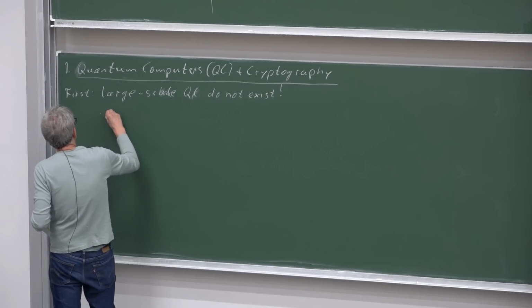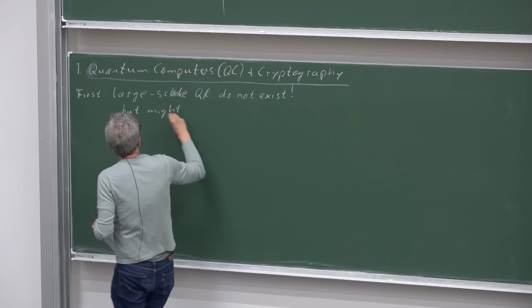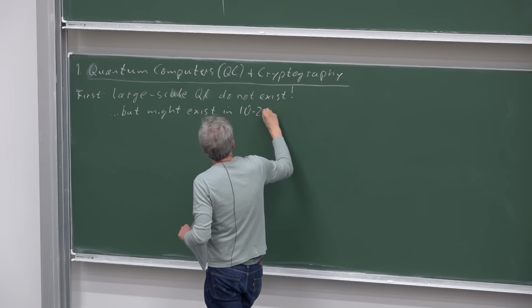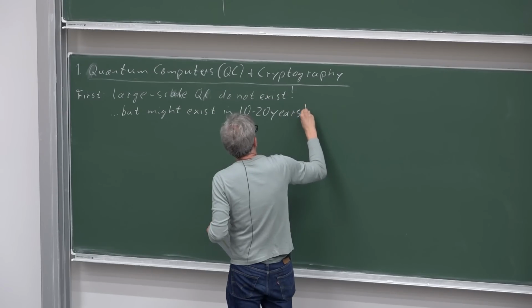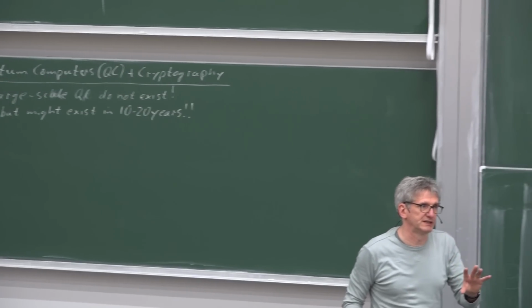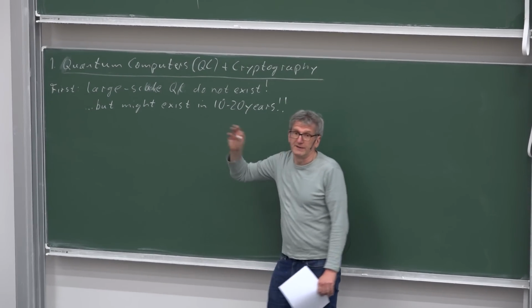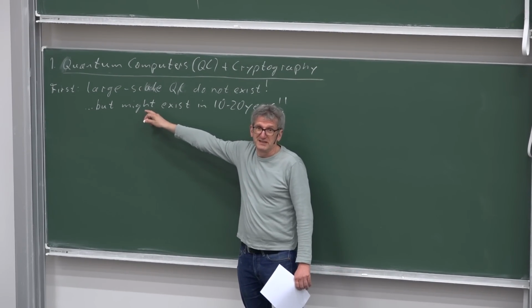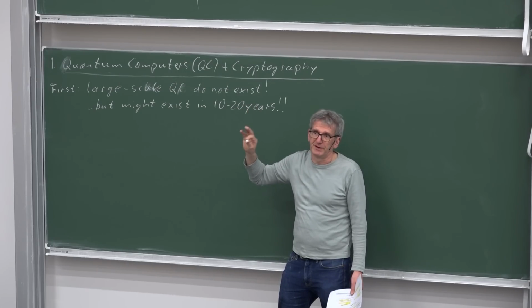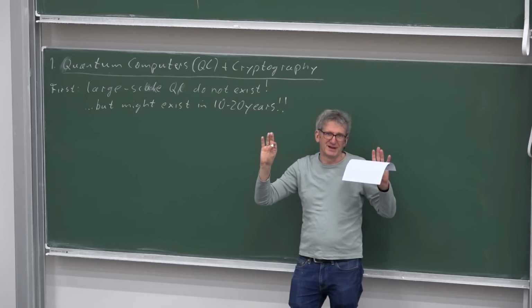But they might exist in 10 to 20 years. This is a weird situation. They don't exist. We don't even know whether they will exist. And there are 2 question marks here. What does might mean? Maybe. And what does 10 to 20 mean? Both of them are vague. If I knew that, I could make money with this.